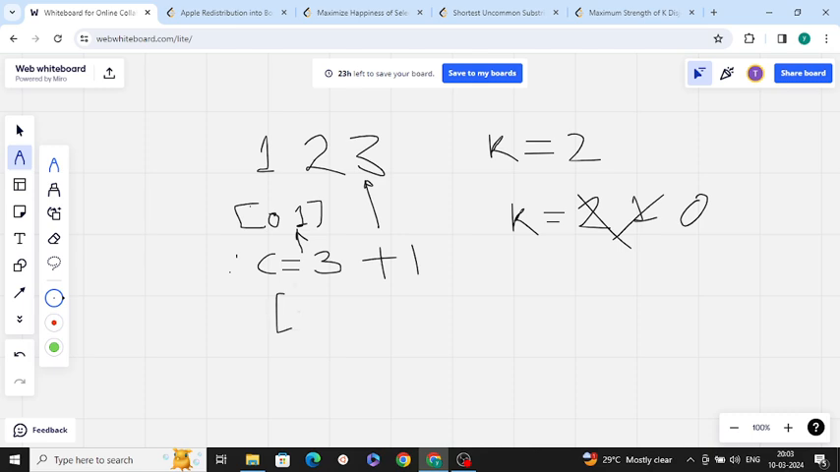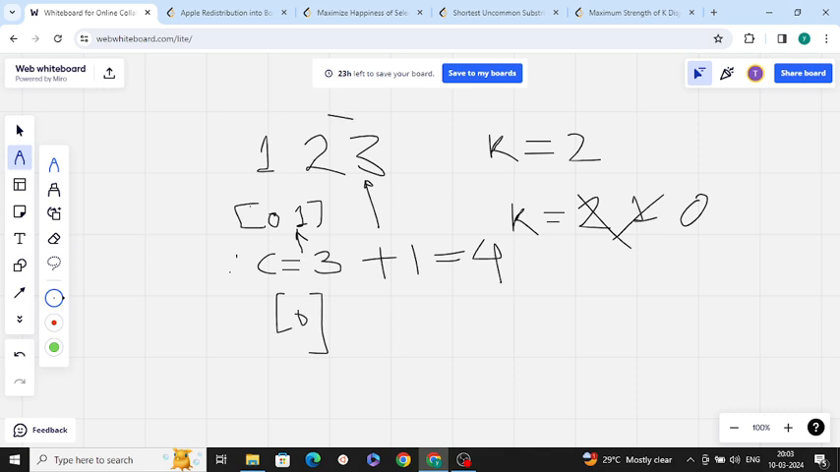Now our array is 0, right? And k is also 0, so we can't do it further. And your array doesn't consist of positive elements greater than 0. So our count is 4. So the maximum happiness that can be obtained is 4.